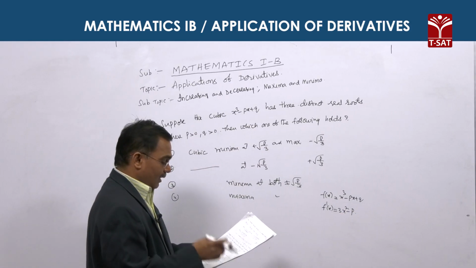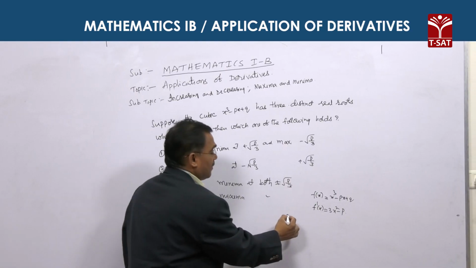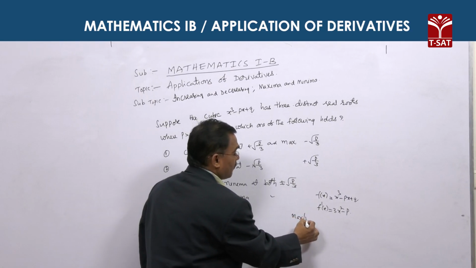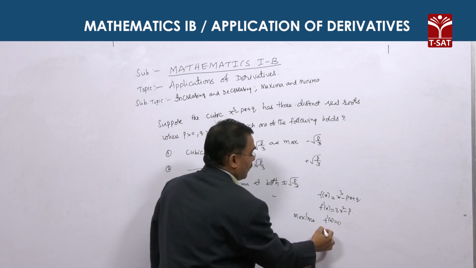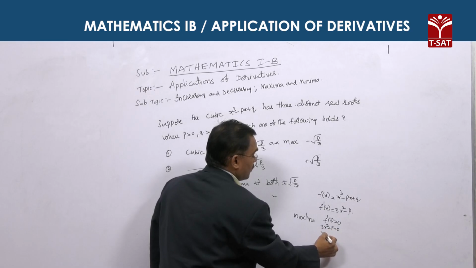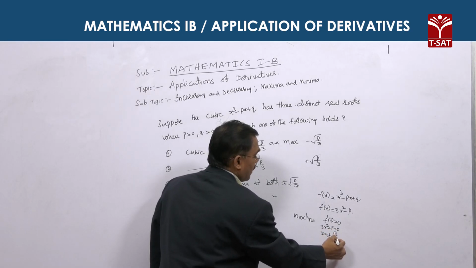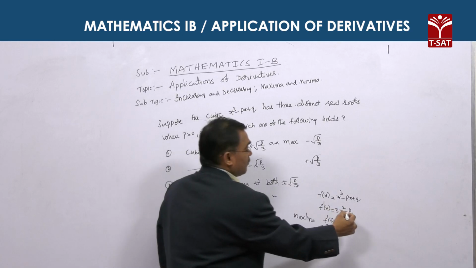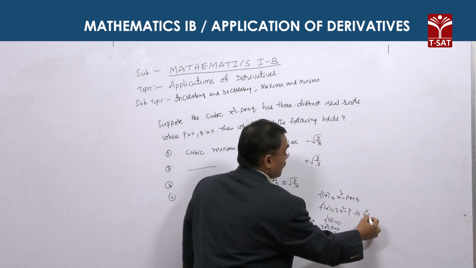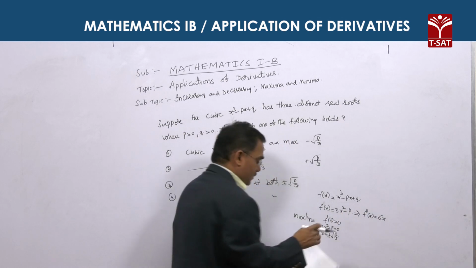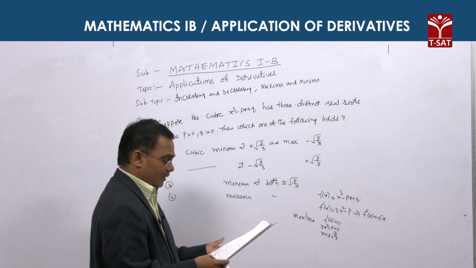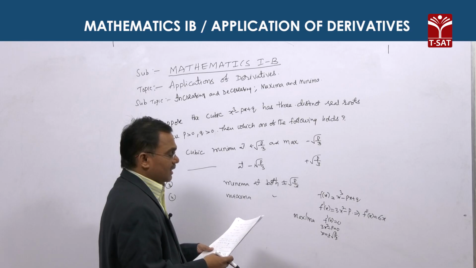So here, for the maximum or minimum, we get f'(x) = 0. Using that, 3x² − p = 0, so x = ± √(p/3). From that, find f''(x). What is f''(x)? The value is 6x.